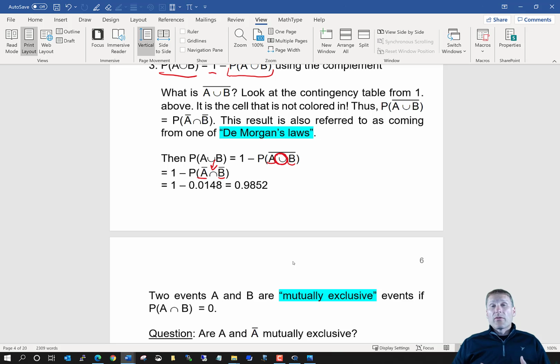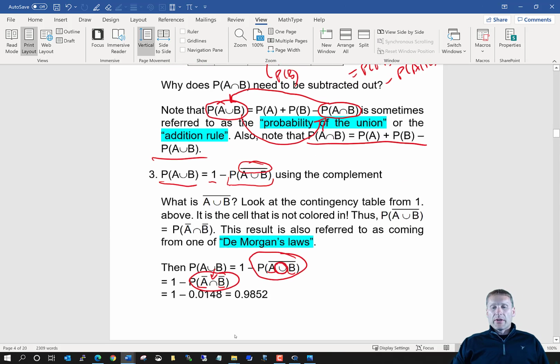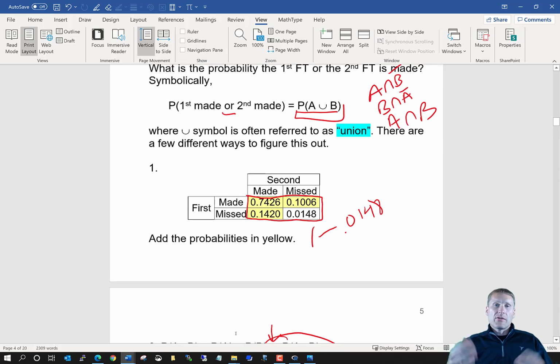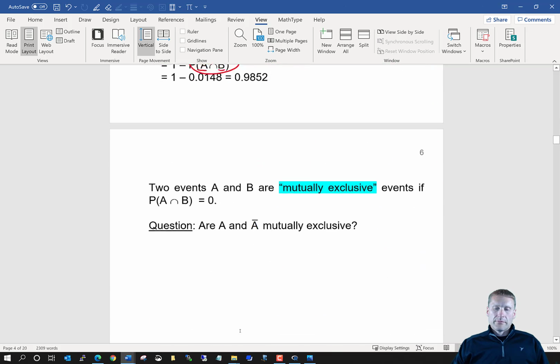This is often referred to as De Morgan's law, or one of his laws corresponding to probabilities. And again, the way to see that indeed this expression is equivalent to this expression is just to simply go back to our contingency table that we see there.